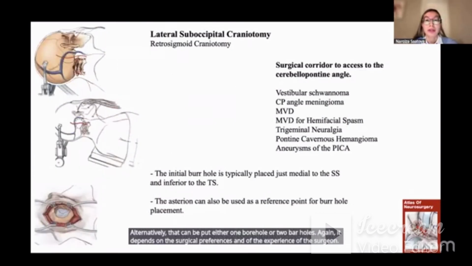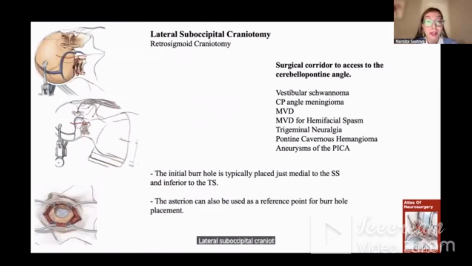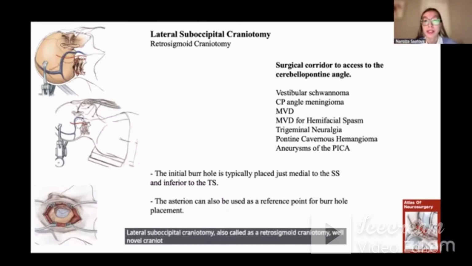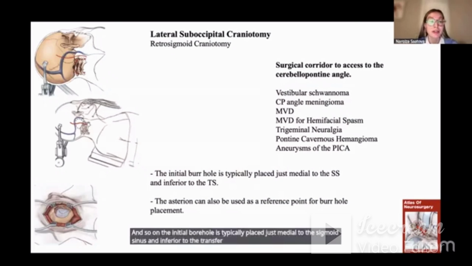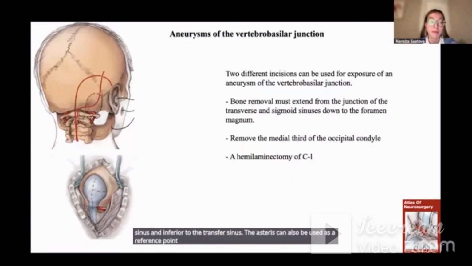Lateral suboccipital craniotomy, also called retrosigmoid craniotomy, is a well-known craniotomy for all young neurosurgeons and residents, which can give us access to the cerebellopontine angle, vestibular schwannoma, CP angle tumors, MVD for hemifacial spasm, and so on. The initial borehole is typically placed just medial to the sigmoid sinus and inferior to the transverse sinus. The asterion can also be used as a reference point for borehole placement.